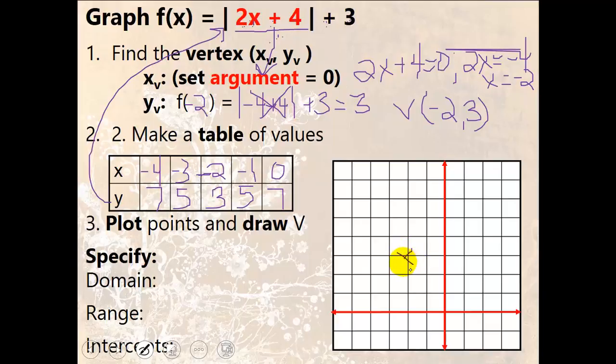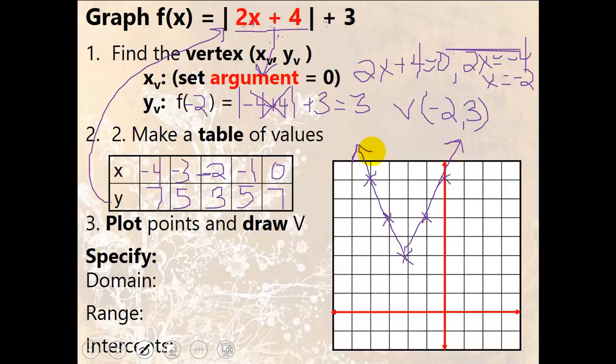I'm going to make X's. I feel like that's going to be easier for me. And then at negative 3, we are at 5. And at negative 4, we're at 7. And then at negative 1, we're at 5. And at 0, we're at 7. And again, I'm going to make a V.